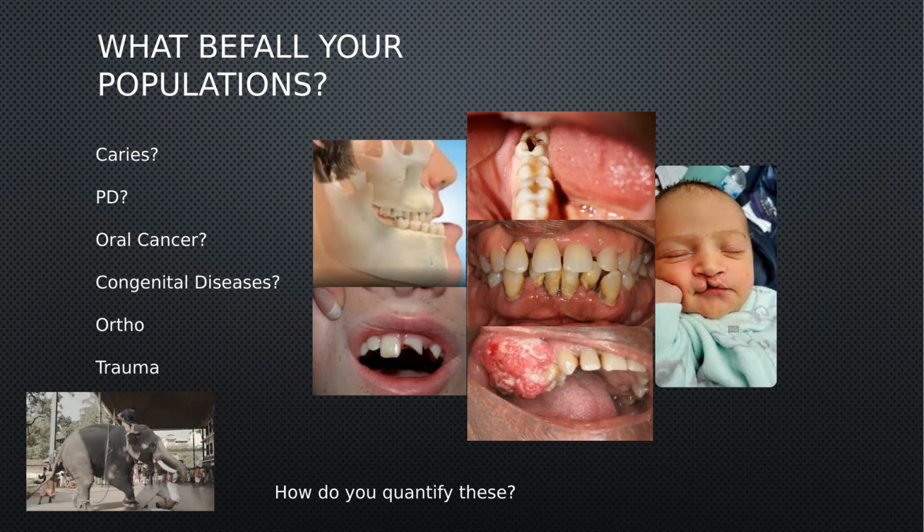Different populations face major oral diseases such as dental caries, periodontal disease, oral cancer, congenital anomalies, orthodontic problems, and trauma. To gauge burden, we measure incidence, prevalence, and severity with standardized tools: caries indices, periodontal staging, cancer registries, congenital anomaly records, orthodontic indices, and trauma reporting. Combining clinical exams, radiographs, and population surveys lets us quantify need, guide prevention, and allocate resources effectively.